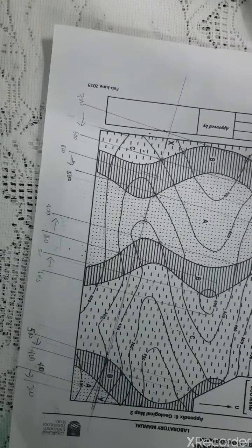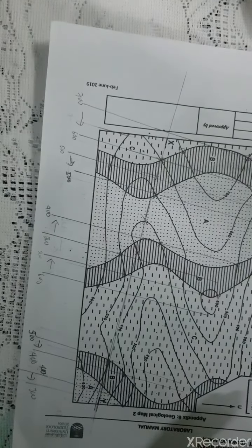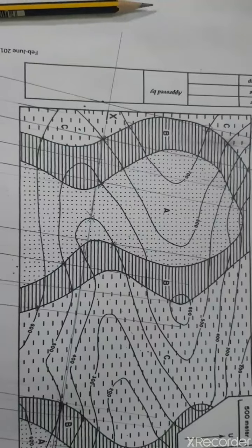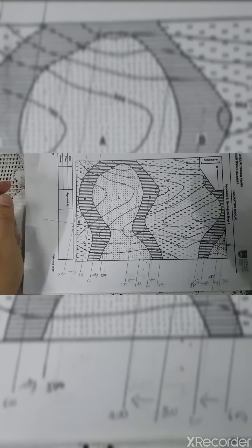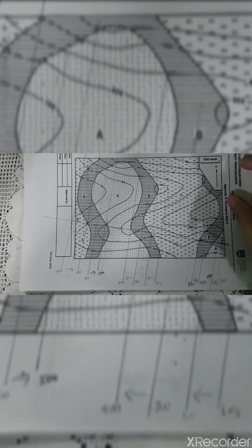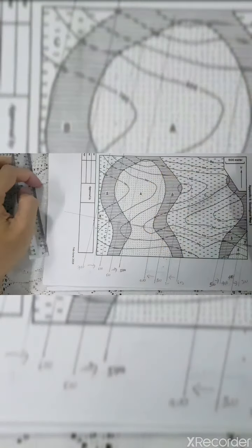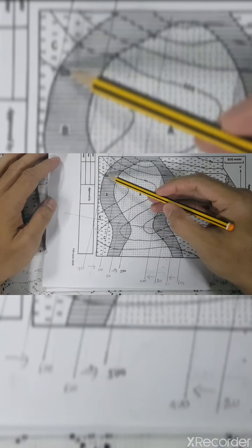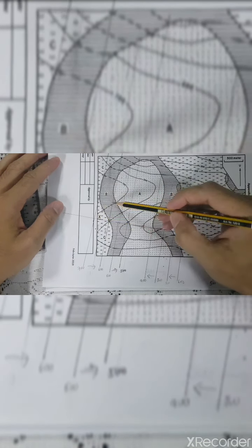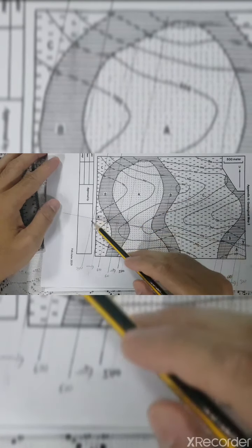Okay, so I have already completed the task for the intersection line between the boundary line and the contour line, which intersects with the line of X and Y.